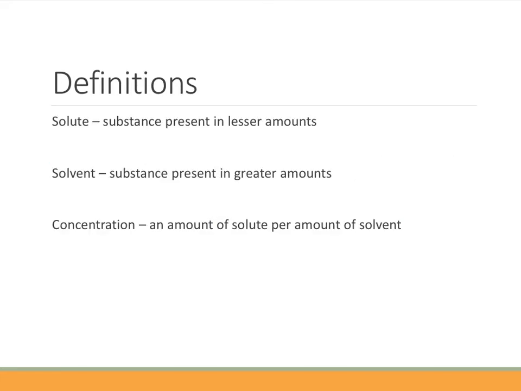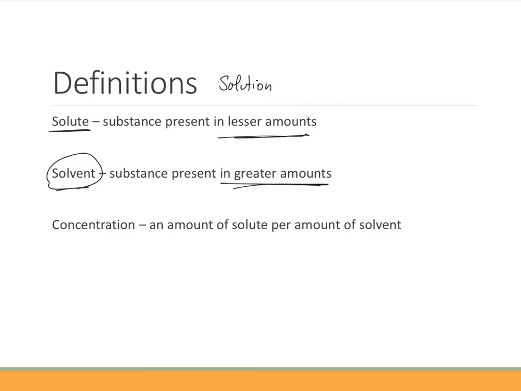Continuing to talk about things dissolved in water, we have to come up with some definitions. The solution is a homogeneous mixture of two items. In the case of, say, salt water, we have two components to this. We have the solute, which is the substance that is present in lesser amounts, and the solvent is present in greater amounts.